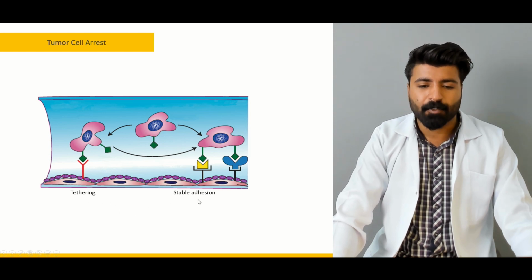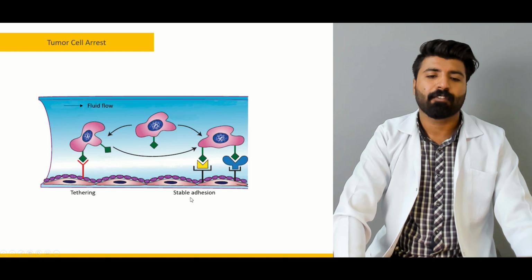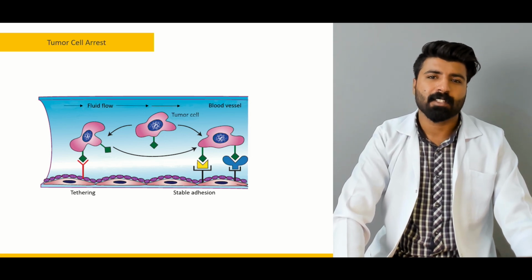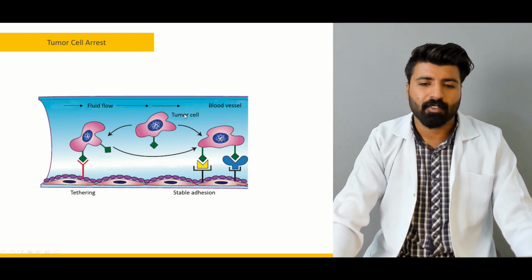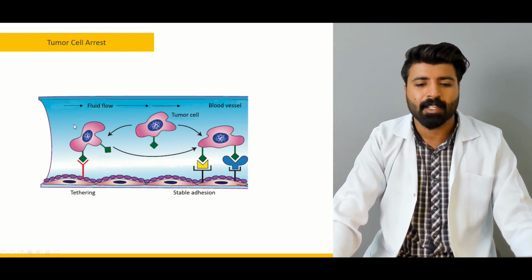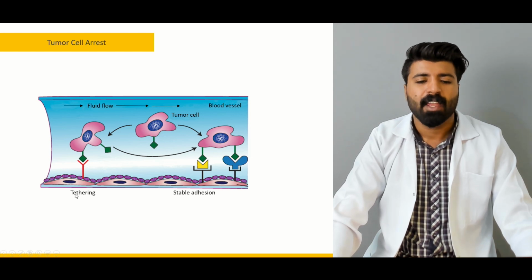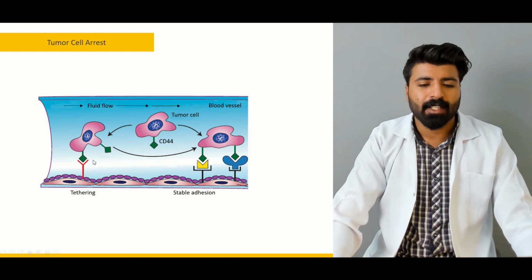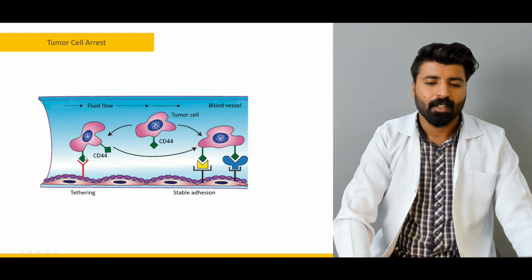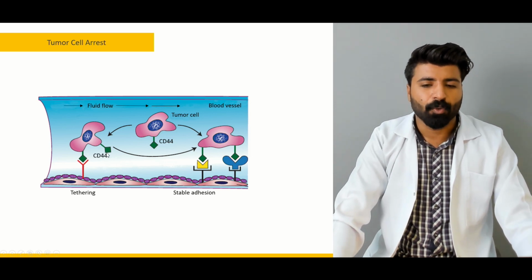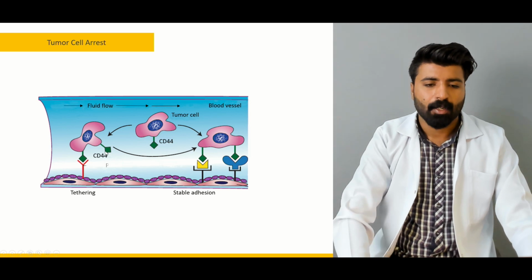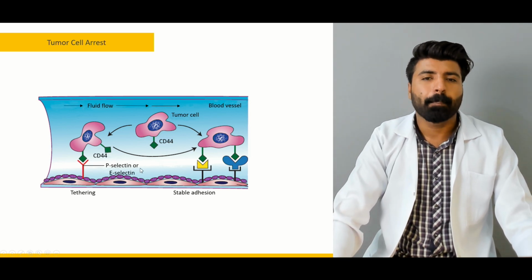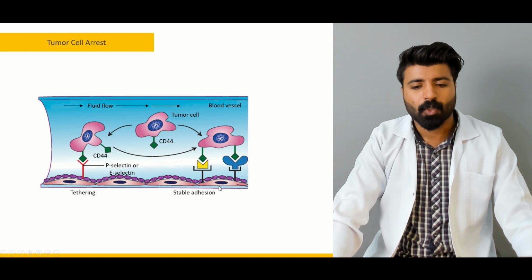So what happens between these two is that the fluid is flowing in the blood vessels. There's a tumor cell right around here. If it's floating inside that capillary, inside that blood vessel, and these receptors are present, what will it do? It will get tethered here. Now this is called CD44. These receptors are tethered here, but tethered to P-selectin or E-selectin, not to a stable adhesion.